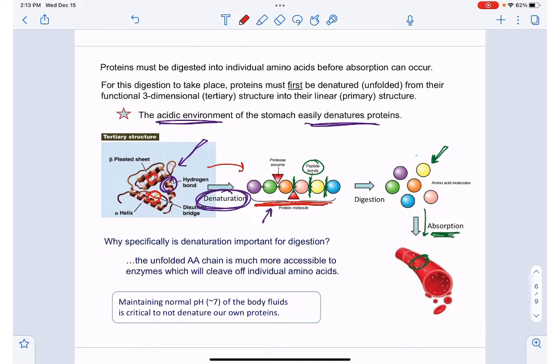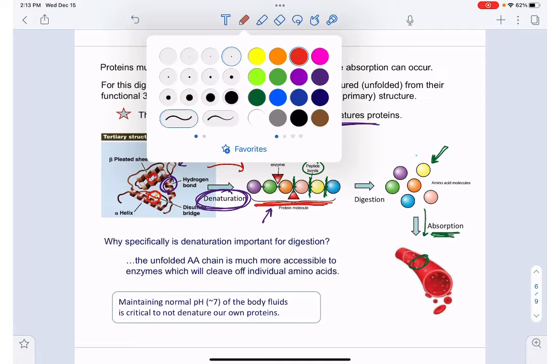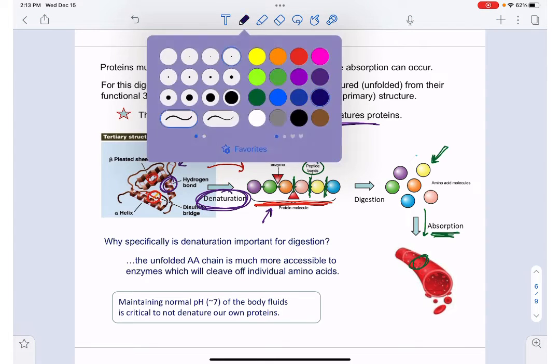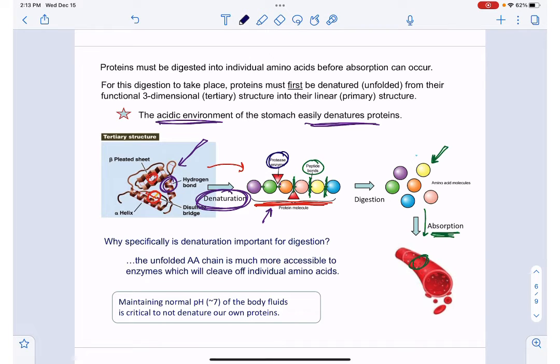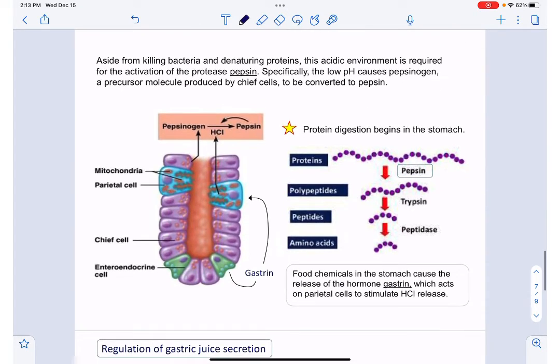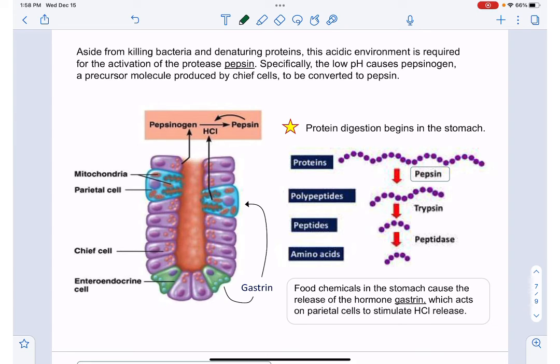Now, why is this important for efficient digestion to occur? Well, it gives these enzymes access to the individual covalent bonds that link the amino acids together. It exposes them really nicely, and so the enzyme can come along and just cleave that covalent bond. Another reason why this acidic environment is important is that it's required for the activation of the protease that we're going to find in the stomach. And that specific protease is called pepsin. So the acidic environment is required for the activation of the protease pepsin.